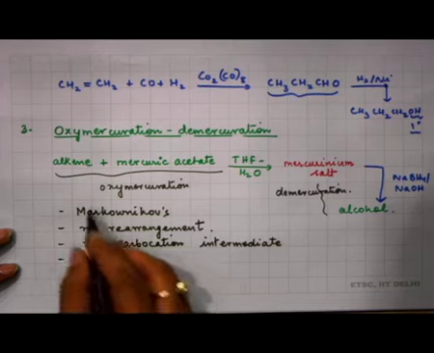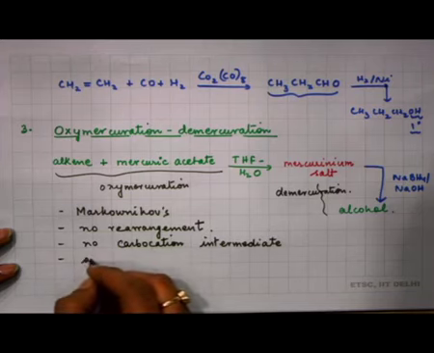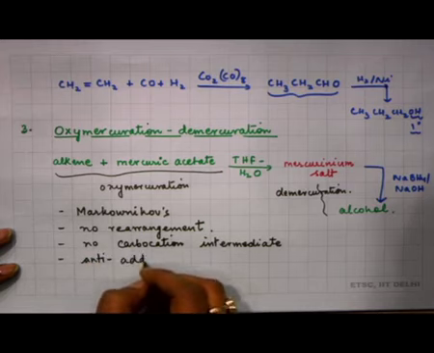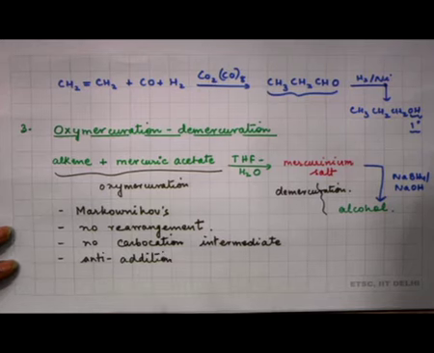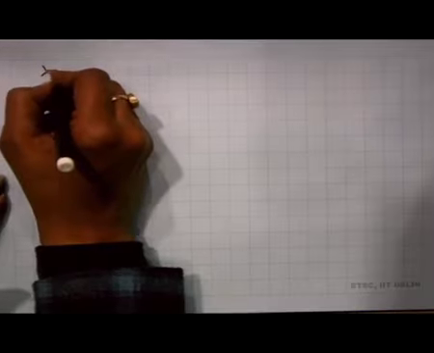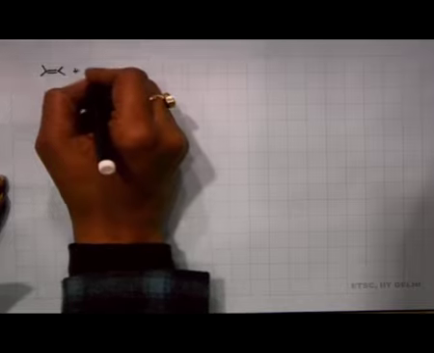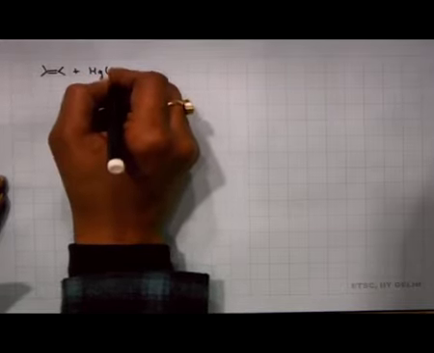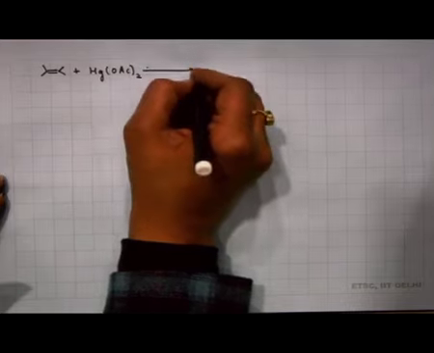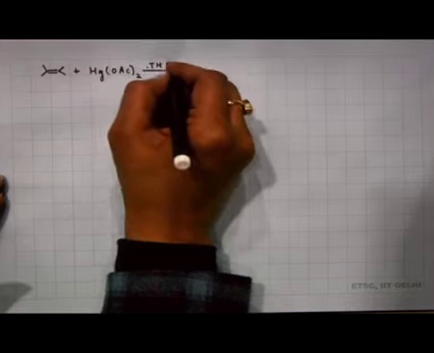and this addition, the oxymercuration step, follows an anti-addition. It is an anti-addition protocol. So, let us look at the sequence, the manner it follows. So, you start with an olefin, you treat it with the mercury salt, mercuric acetate in THF water.